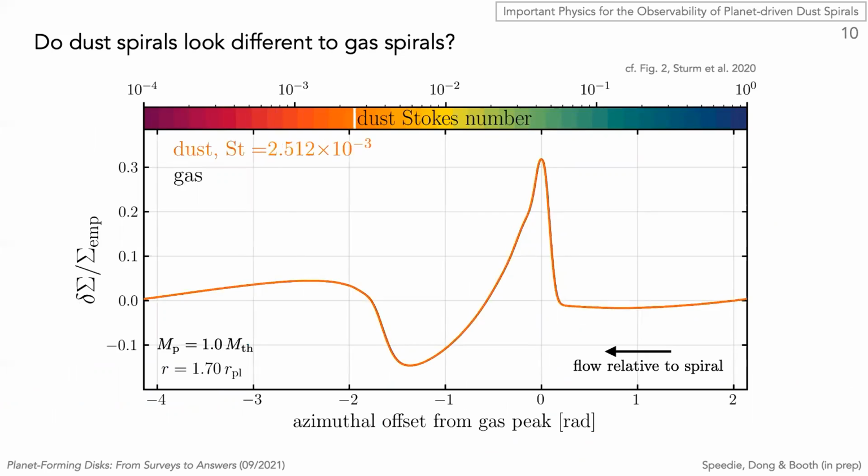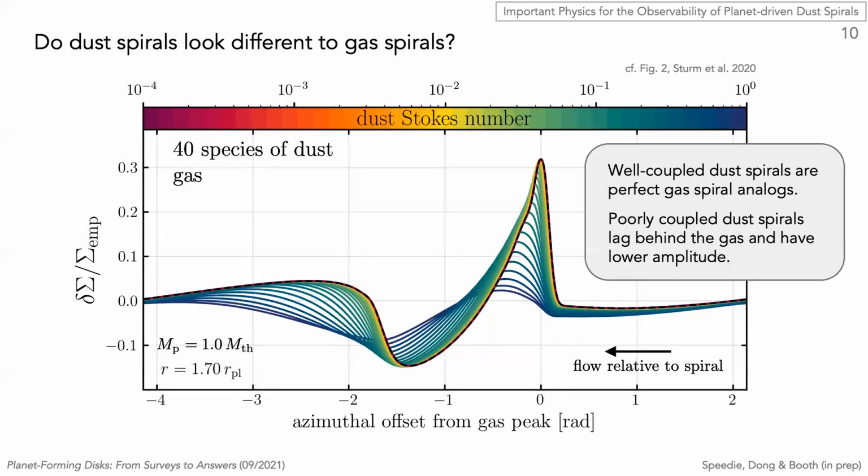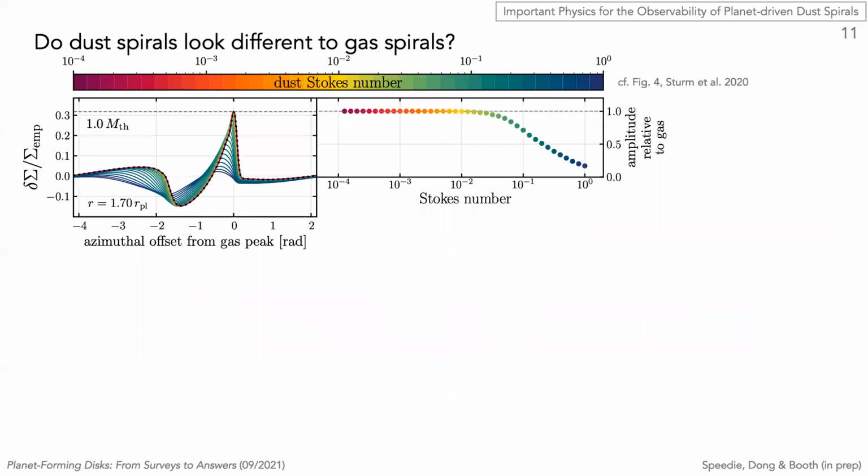At low Stokes numbers, the dust spiral looks identical to the gas spiral. But as we increase the Stokes number, the morphology of the dust spiral starts to change. It starts to lag behind the gas and drop in amplitude. So this is another important takeaway. There are two regimes. Well-coupled dust forms spirals that are identical replications of their gas spiral counterparts at the midplane, and somewhere above a Stokes number of 10^-2, dust spirals start looking different.